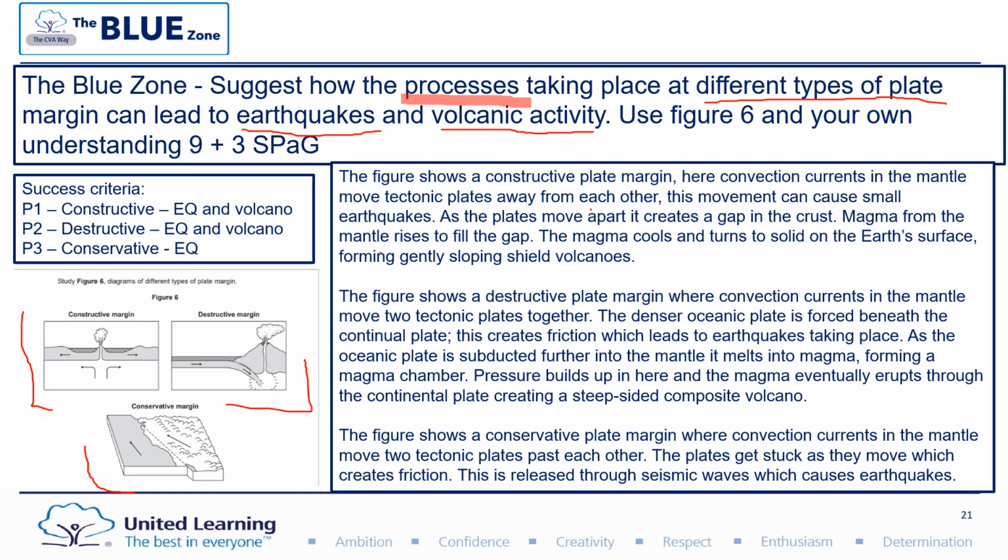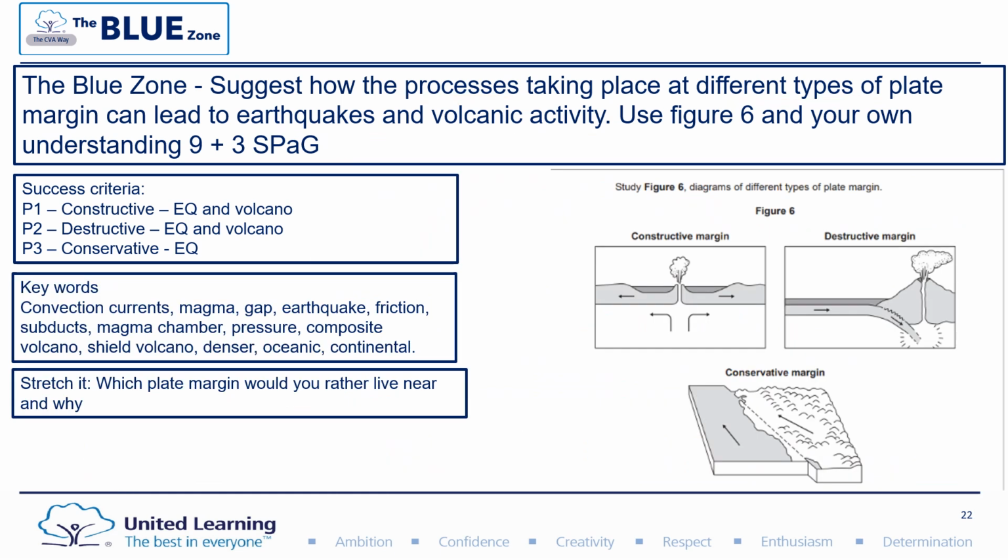And then finally, the figure shows a conservative plate margin, where convection currents in the mantle move two tectonic plates past each other. The plates get stuck as they move, which creates friction. This is released through seismic waves, which cause earthquakes. So, if you answered the question and you now see mine and think, oh, I might have done it wrong, the final slide here allows you to have another practice. Okay, so you've got the same question, 3 paragraphs, some keywords.